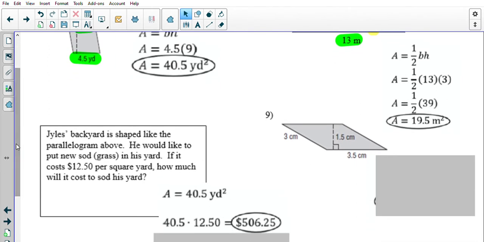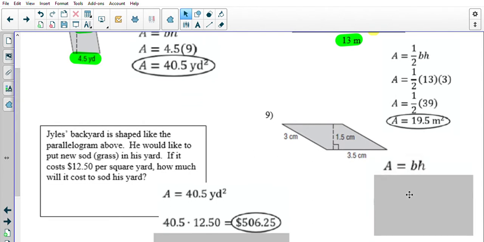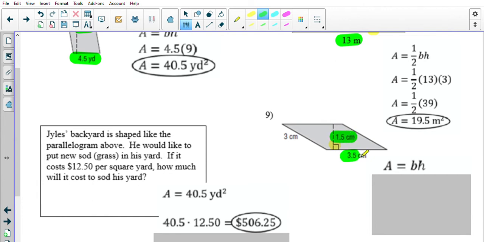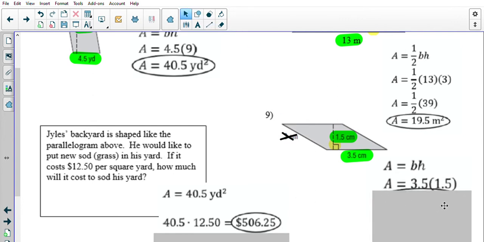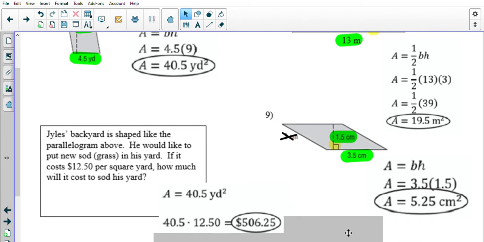And the last one from this page, we've got a parallelogram. The formula is base times height. The base and height intersect at a 90-degree angle, which we have here. My height is 1.5. My base is 3.5. I do not need to use the 3. So we are going to do 3.5 times 1.5, and our total area will be 5.25 centimeters squared.